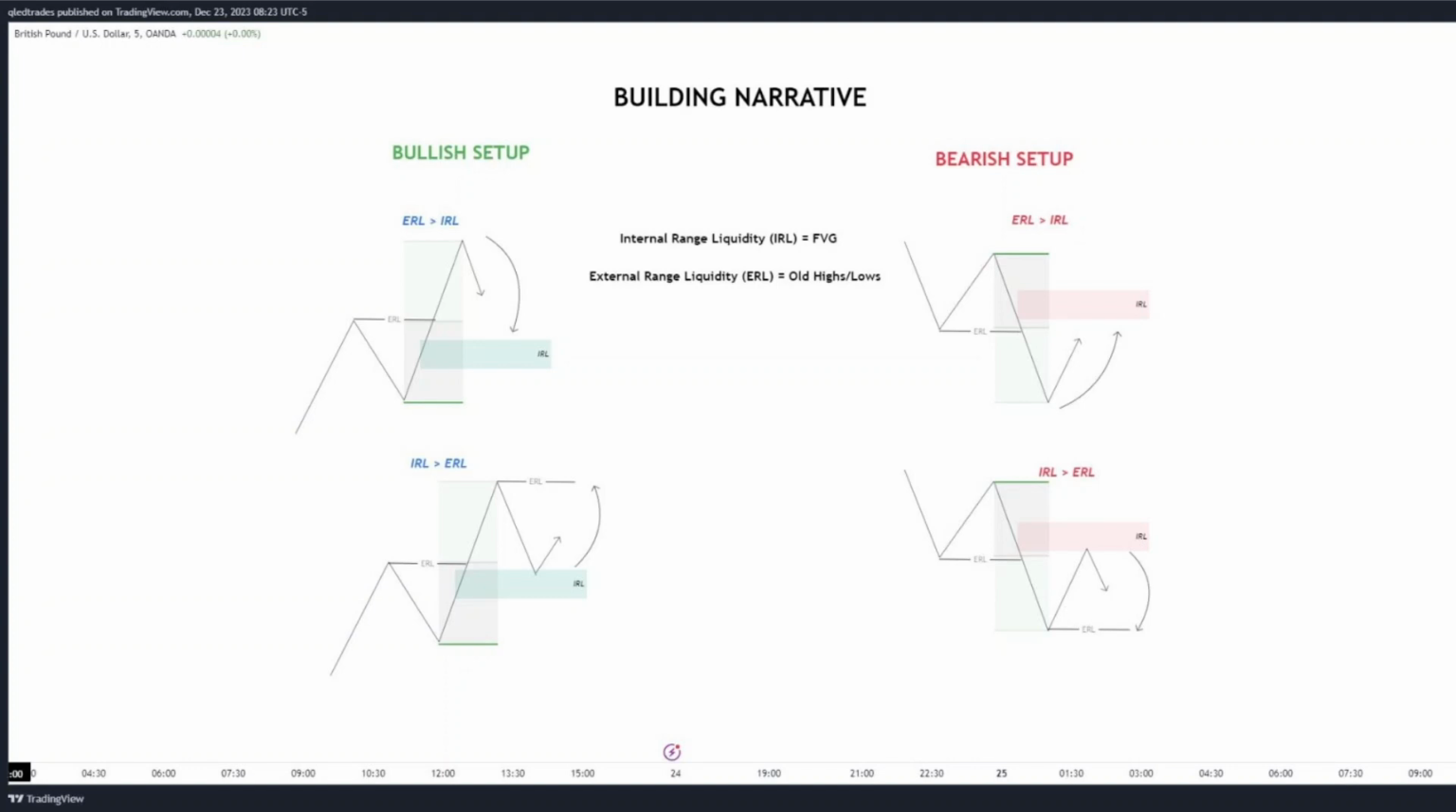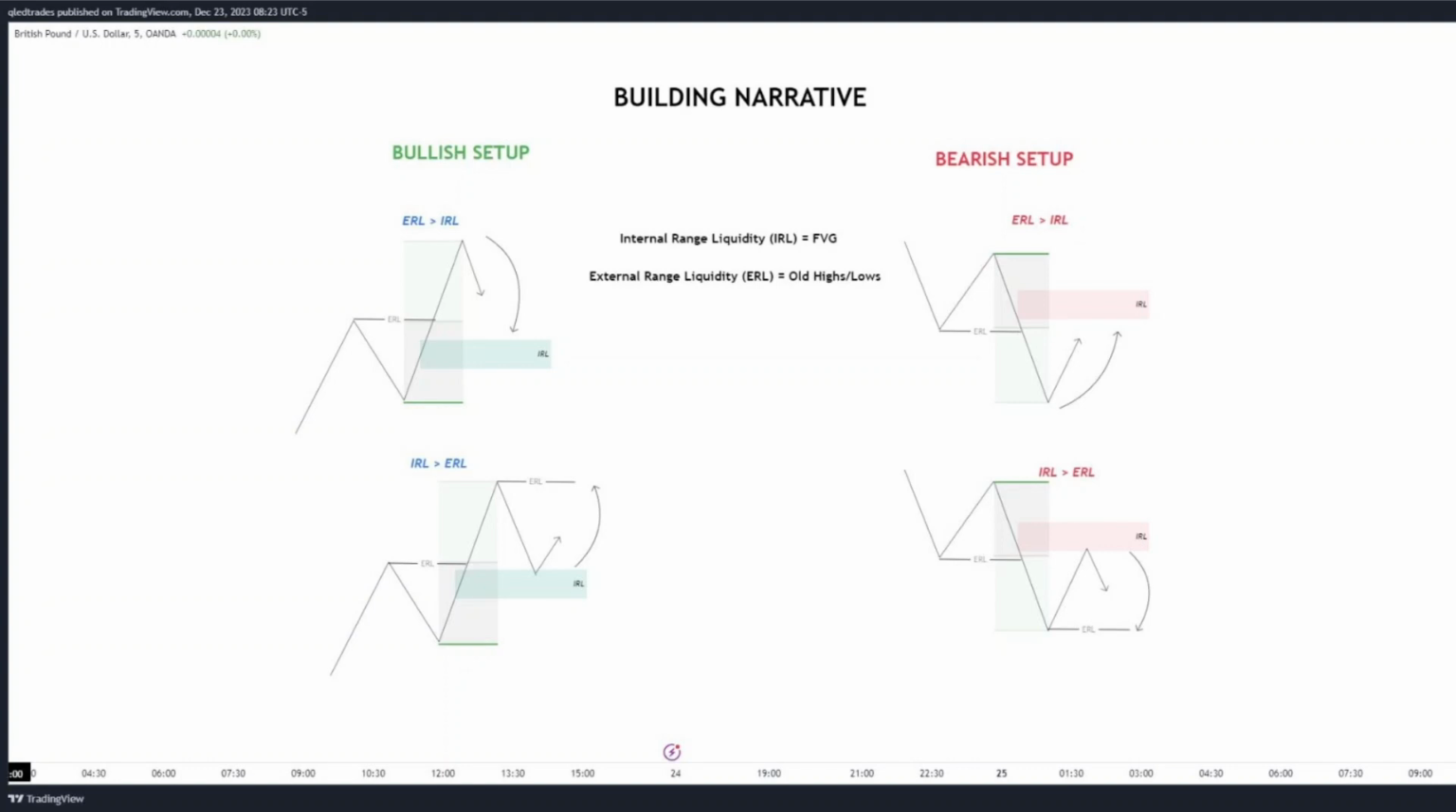Whenever we're moving from external to internal, it's a reversal pattern, right? Price is pushing to the upside, takes out the external range, then it reverses. And whenever moving from internal to external, we see price actually continuing, which is price continues from this fair value gap to this external range liquidity. So this is basically the continuation pattern that we're looking for and the reversal pattern we're looking for.